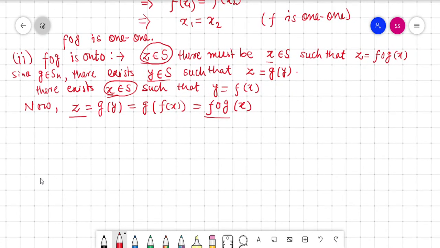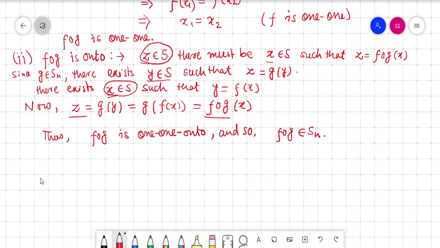Thus F composition G is one-one and onto, and so this must be an element of Sn. So this proves that the operation composition is a binary operation on Sn. So we have proved the property G1.